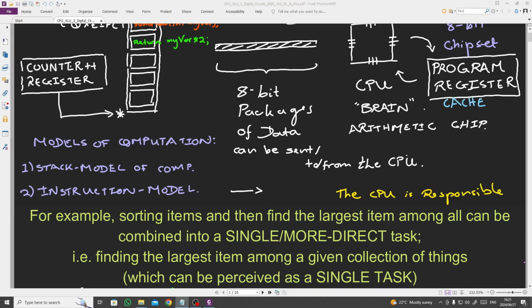For example, sorting items and then finding the largest item among all can be combined into a single, more direct task. It is finding the largest item among a given collection of things.